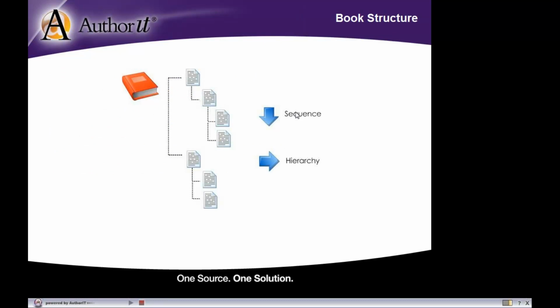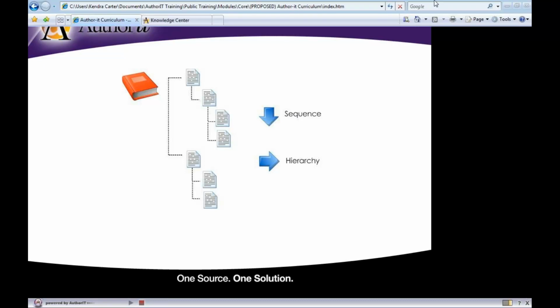All right, so let's take a look at that sequence and hierarchy. This is something that you have total control over. So when you are creating your books, you will drag and drop objects into that book. And you can place those objects in the sequence that you want them to publish in and then the hierarchy that you want them to publish in as well. And let's go ahead and take a look at that now.